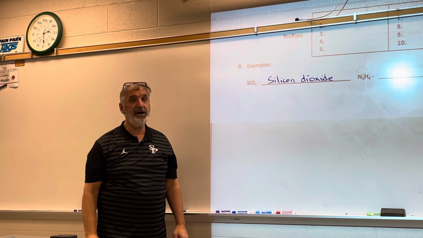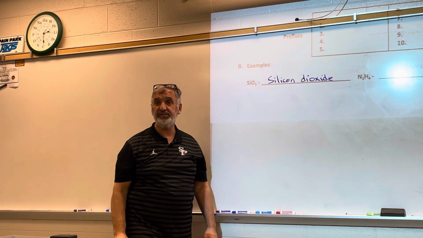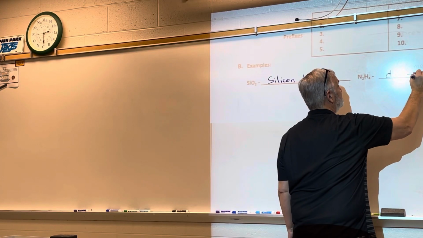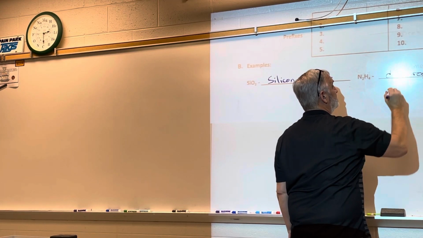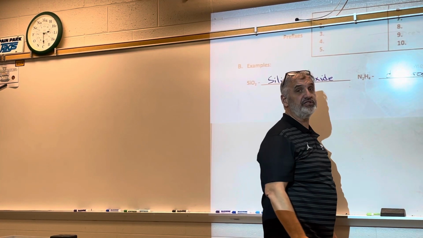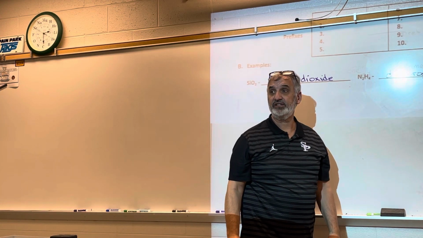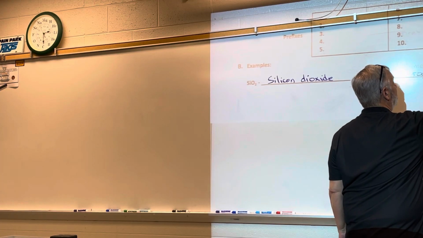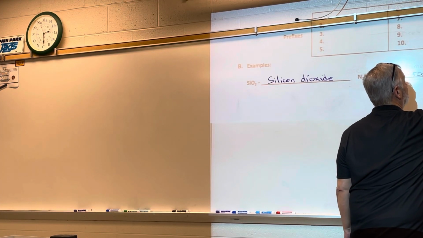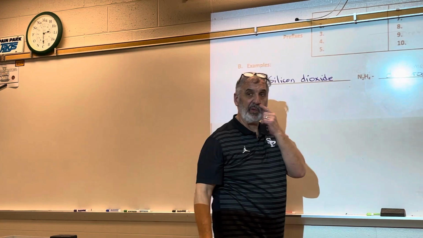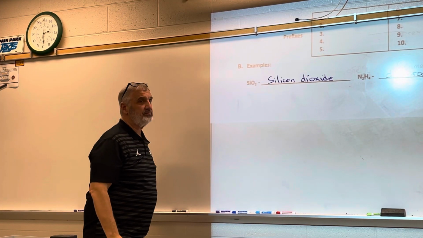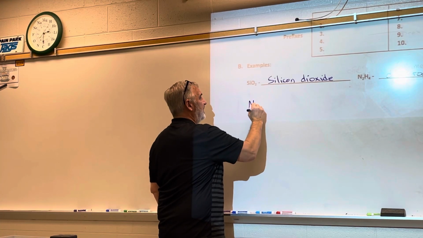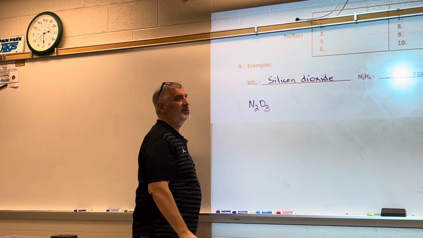Notice the next one. How many nitrogens do I have? Two. So it's going to be dinitrogen. You do use prefixes if there's more than one. Dinitrogen, and then how many hydrogens do I have? So it's going to be tetrahydride. Still going to end in -ide. Okay? So what would N2O3 be?